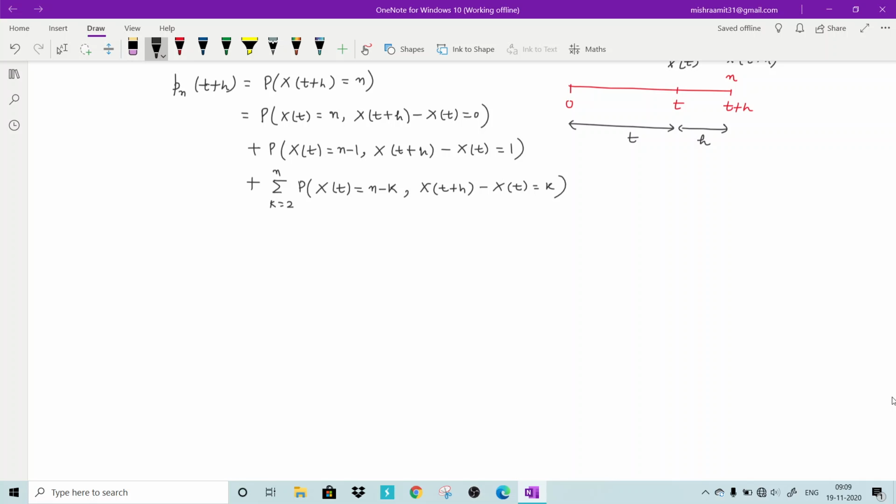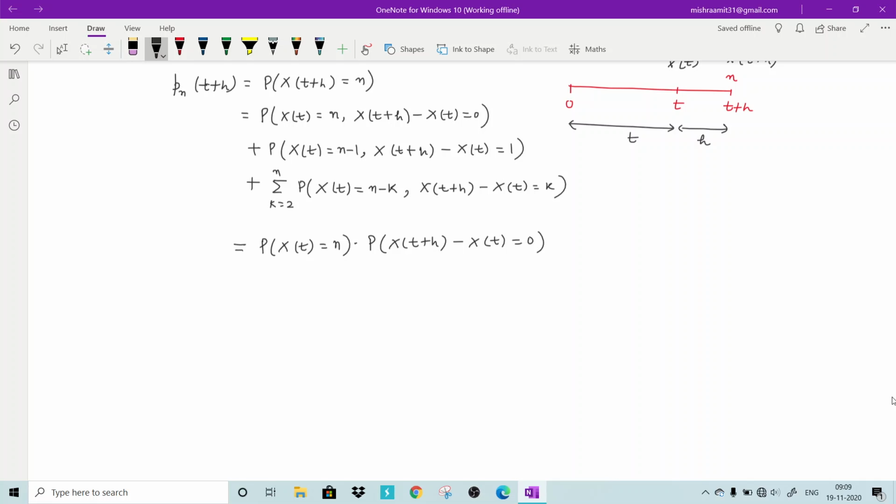Now, as we have seen in the previous case, these increments are independent. So this Xt can be written as Xt minus X0, because X0 is 0. So you will have two increments, Xt minus X0 and Xt plus h minus Xt. And since the intervals are non-overlapping, they will be independent, so we can separate them. This probability Xt is n multiplied by the probability that Xt plus h minus Xt is 0. So I am using the condition that increments are independent.